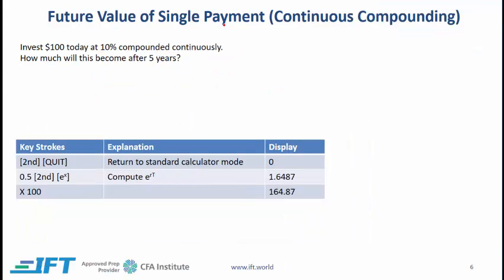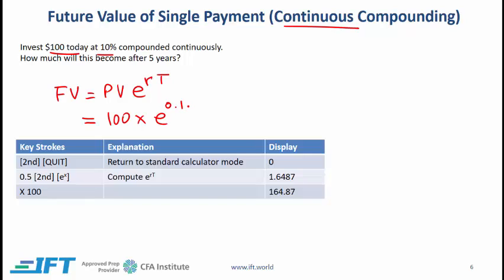Next, future value of a single payment where we have continuous compounding. We invest 100 today at 10% compounded continuously. Here 10% is the stated rate or the nominal rate. The future value is equal to the present value times e to the power of rt, where r is the stated rate expressed in decimal. What this will then become is 100, which is the present value, times e to the power of r, which is 0.1, times t, which is 5. So this is e to the power of 0.5.